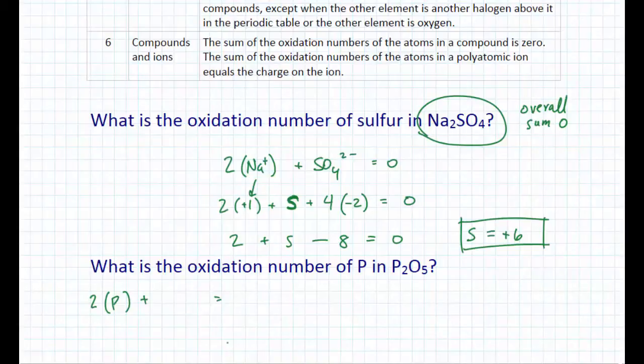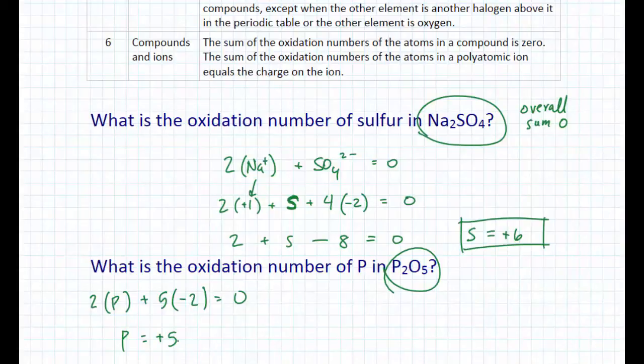P2O5. What's oxygen's number? Negative 2. And summing together, this is a neutral compound, so the sum will be 0. Anybody get an answer? Yep, plus 5. That's how you determine an unknown oxidation number.